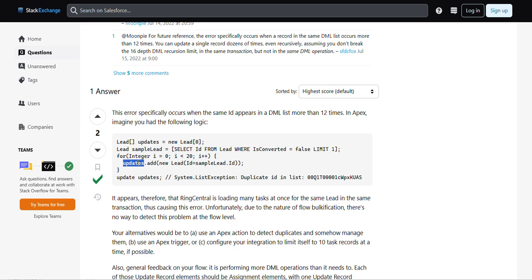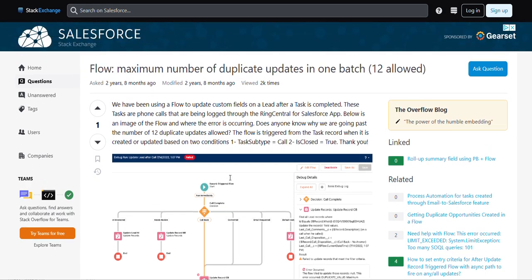When in one collection of records, you're adding the same sObject with the same ID. So in that case, if that record appears more than the allowed number of times in that list, you will get an exception that the ID is duplicated in that list, right? It's exactly the same as we have for the flow, and the flow is failing because of that reason.